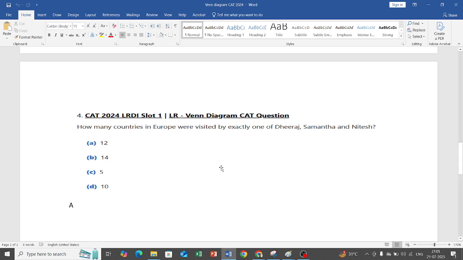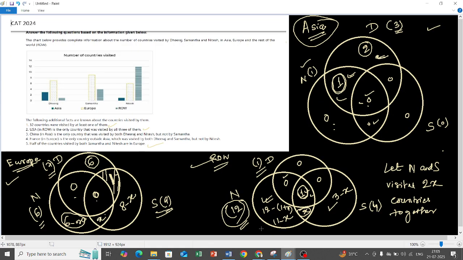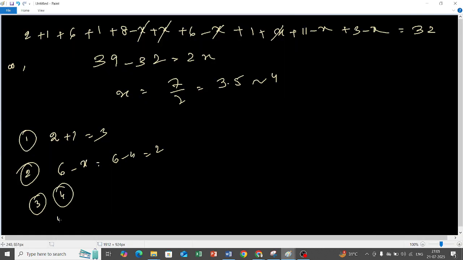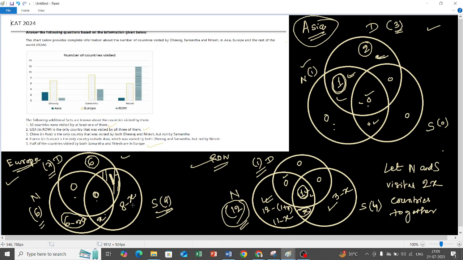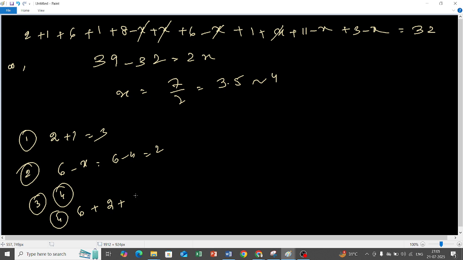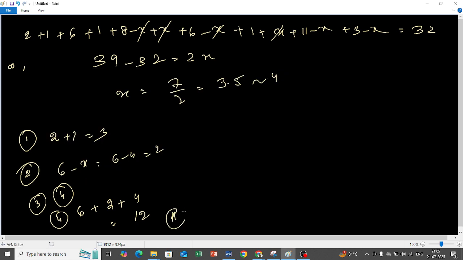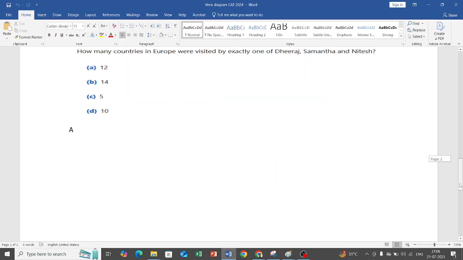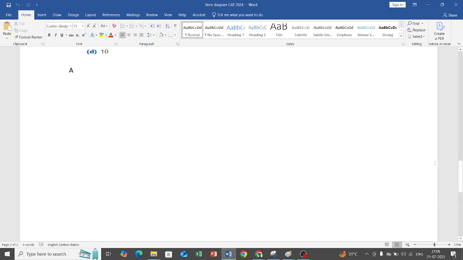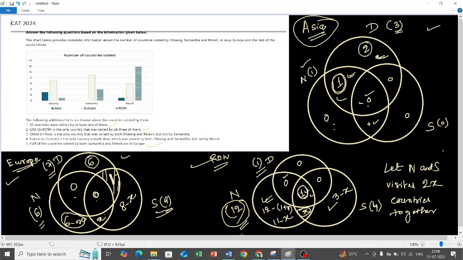How many countries in Europe were visited by exactly one of Dheeraj, Samantha and Nitesh? So we will come to Europe, by exactly one of Dheeraj, Samantha and Nitesh. Exactly one, I mean not all of them. So Dheeraj visited 6 countries on his own, plus Nitesh visited 6 minus x, that is 2, plus Samantha visited 8 minus 4, that is 4. Okay, option A. Did you understand, all of you? Yes, sir.